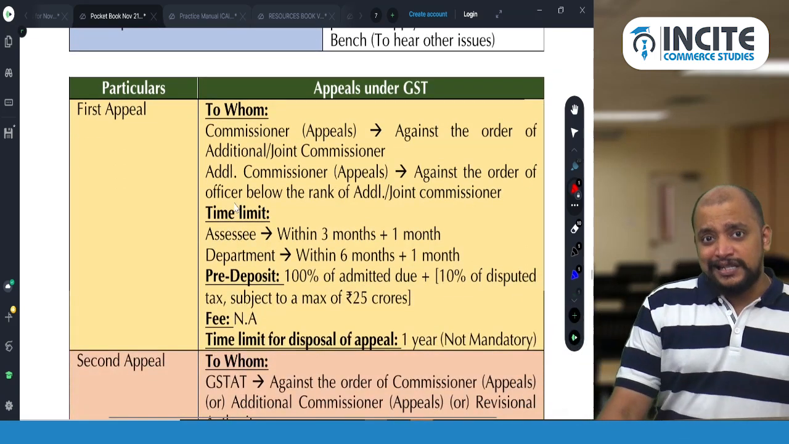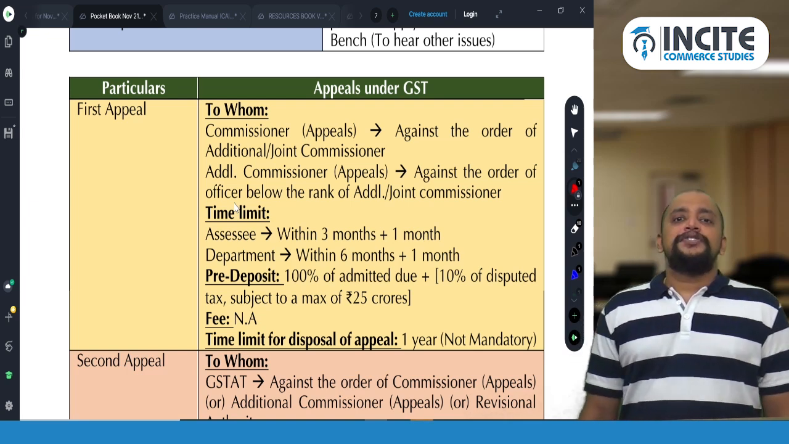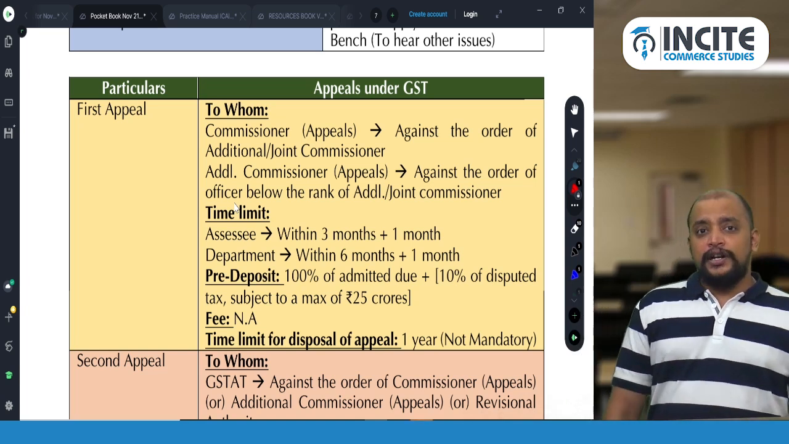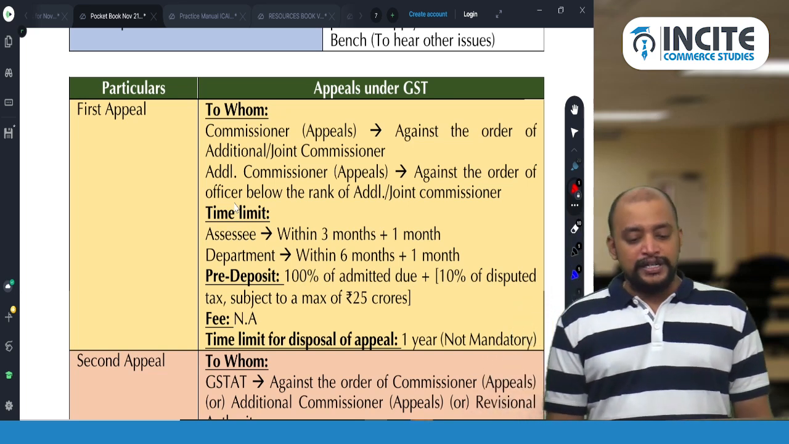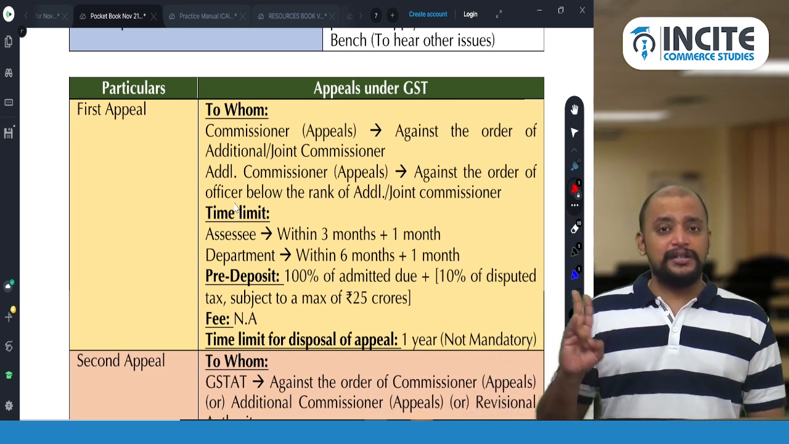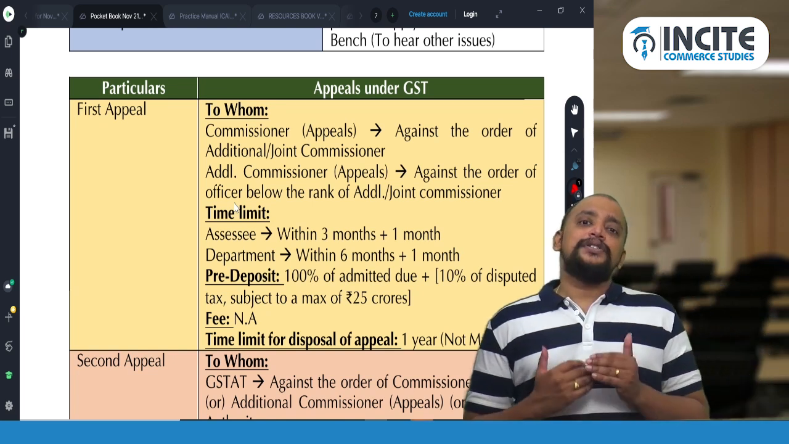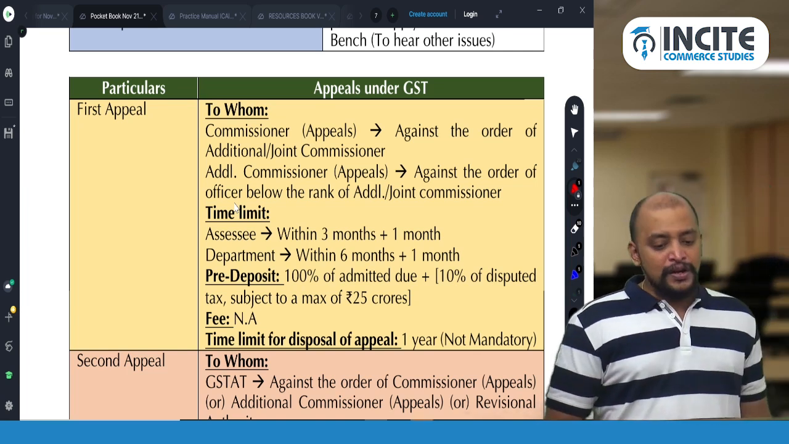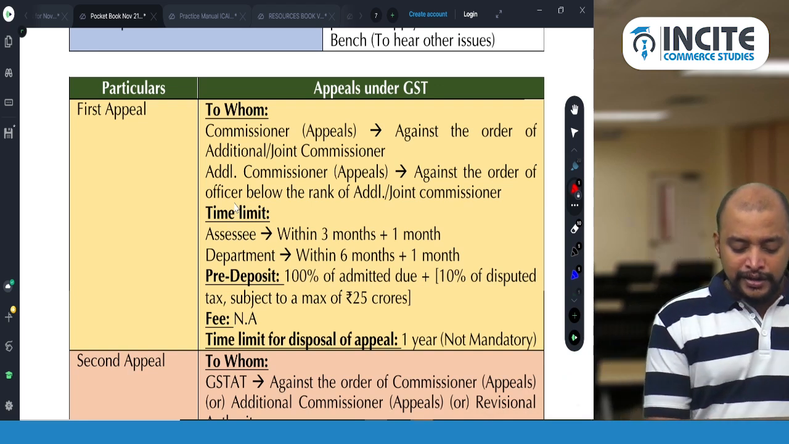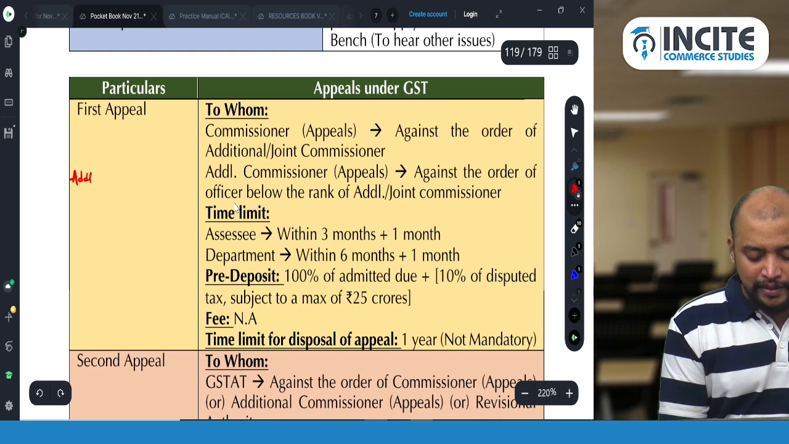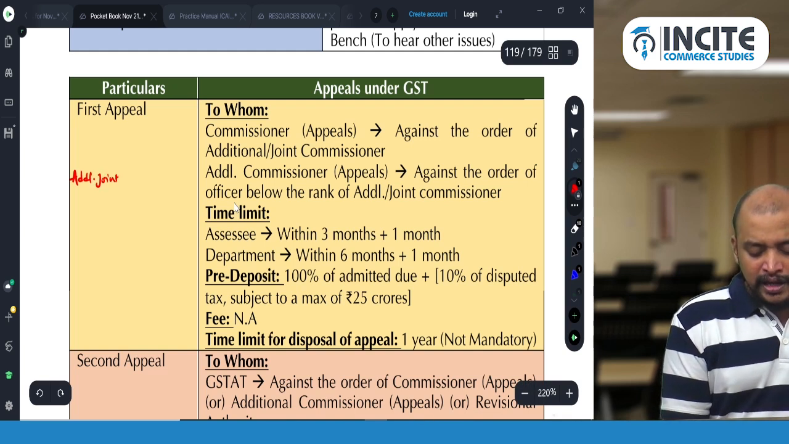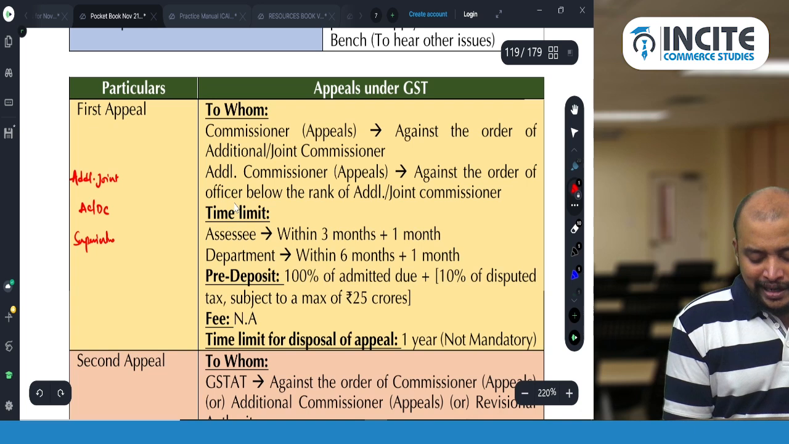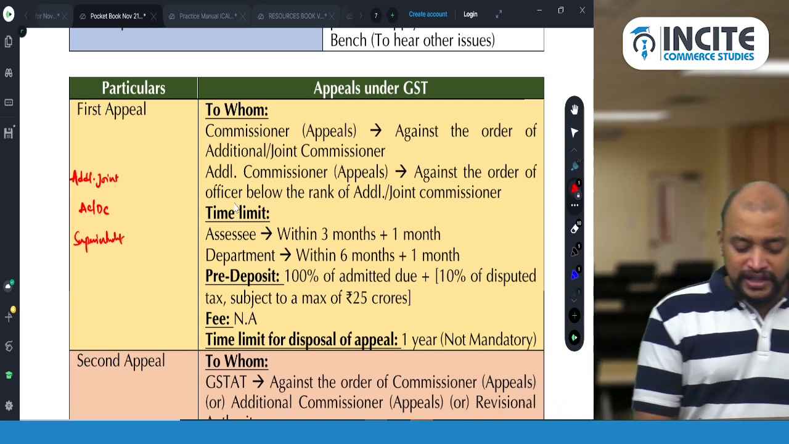Now, appeals under GST. So I am talking about the first appeal. So first appeal is with whom? Once the adjudication order has come, that order will go for appeal to the appellate authority. We have first appellate authority: commissioner appeals and additional commissioner appeals. So easily you can understand. Who are the officers empowered to pass the order? We have additional or joint commissioner, then assistant commissioner or deputy commissioner, superintendent. Okay, superintendent. So definitely this is for adjudication.